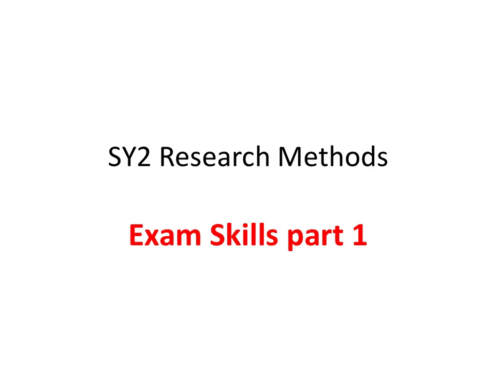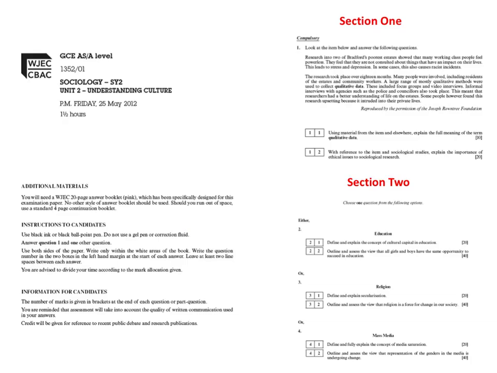Welcome to the first of two screencasts looking at the research method section of the SY2 A Sociology exam. The SY2 exam lasts for 1.5 hours and it's divided up into two sections. It's section 1, the research method section, that we're going to be looking at in this particular screencast. In total you should spend half an hour on this section, leaving a whole hour for the second section, which is on the mass media.